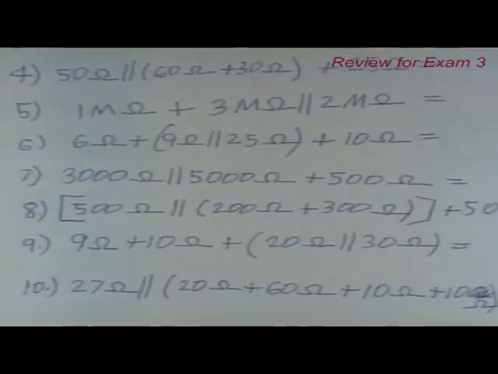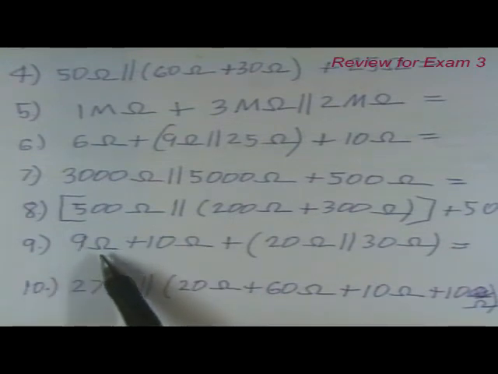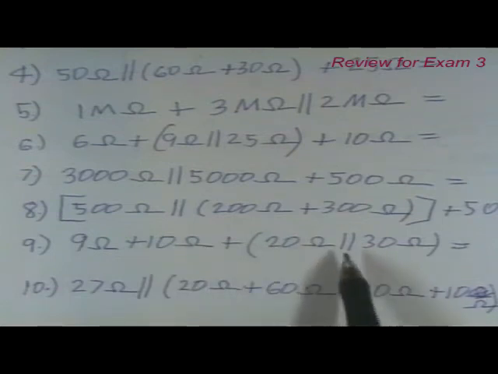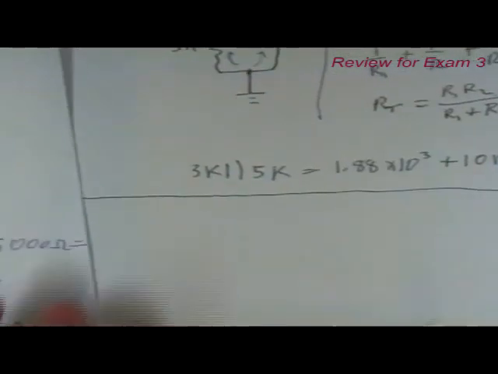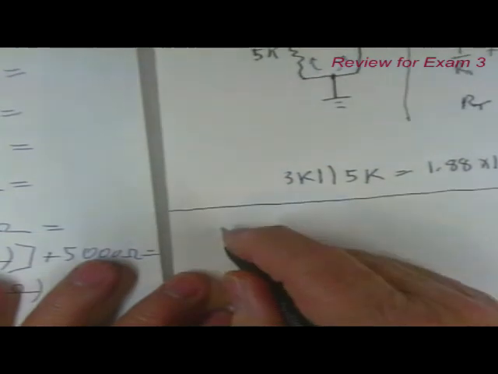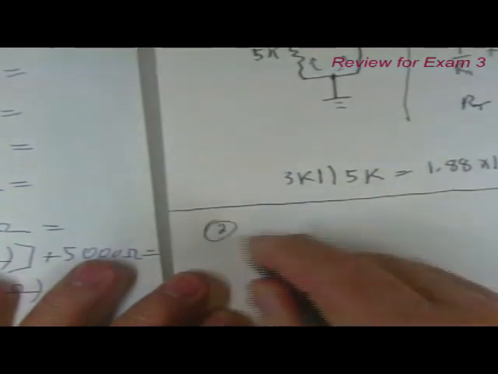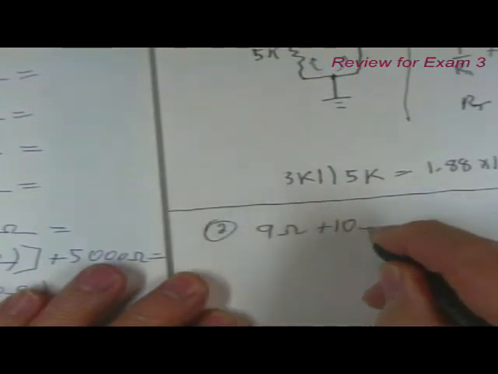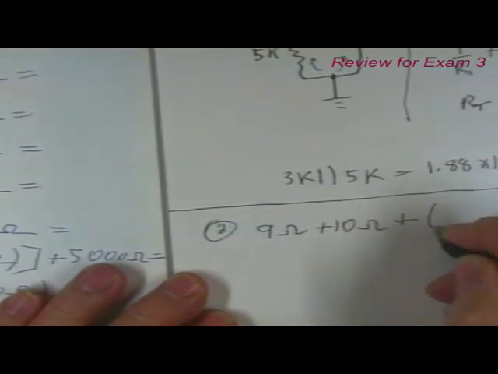Now, let's look at number 9. Number 9 is 9 ohms plus 10 ohms plus 2 parallel resistors, 20 and 30 ohms. Now, I'm going to write that, and I'm going to redraw it in a moment. So what we have is 9 ohms plus 10 ohms plus 20 ohms that's in parallel with 30 ohms.